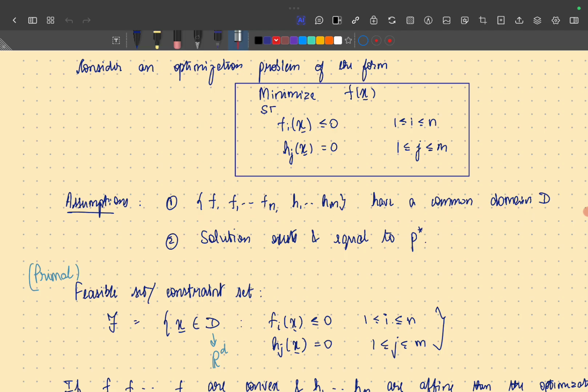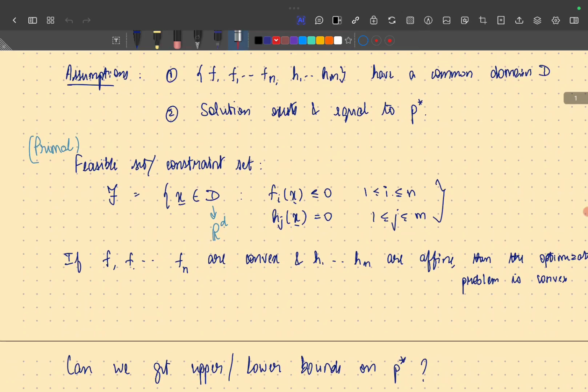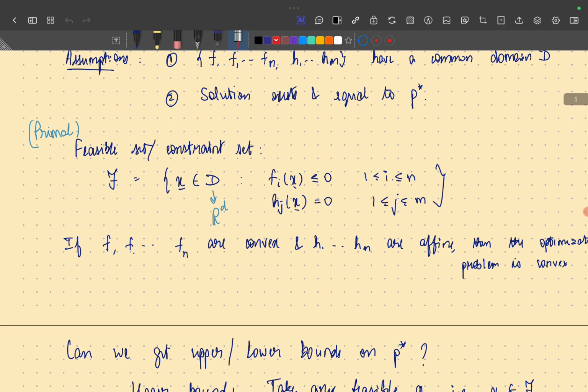More or less, we'll assume that the domain is R^n, but only in certain special cases we'll assume that it's different. And this optimization problem is assumed to have a solution, and the minimum value of f(x) subject to these constraints is equal to p star. And we also defined the feasible set or the constraint set, which is a set of all points in the domain or in R^n that satisfy all of the constraints, the inequality and equality constraints.